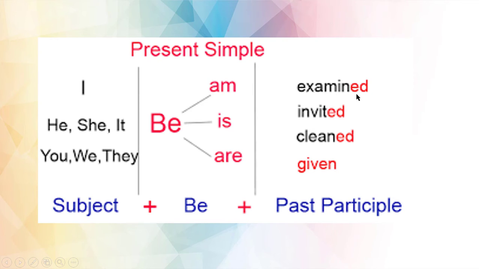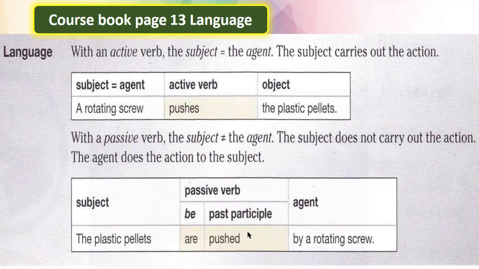We add ed if we have a regular verb. If we have an irregular verb, we have to write it. Examined, invited, cleaned, given. So the subject, then verb to be in the present, am or is or are, according to the subject, then the past participle. Now please open your course book, page 13, exercise language.